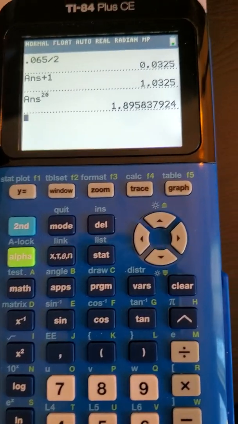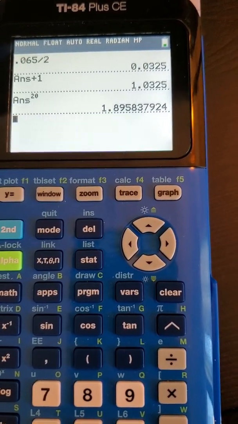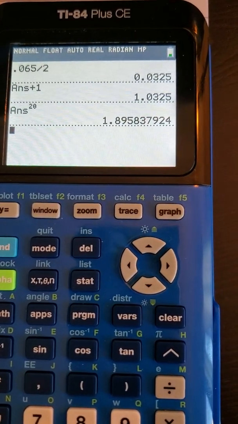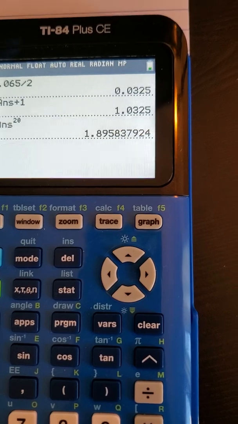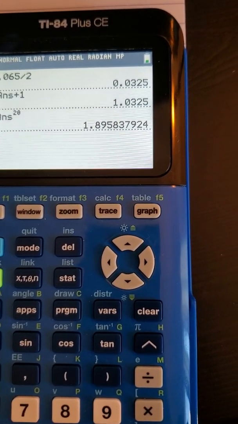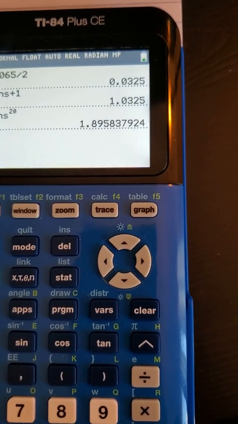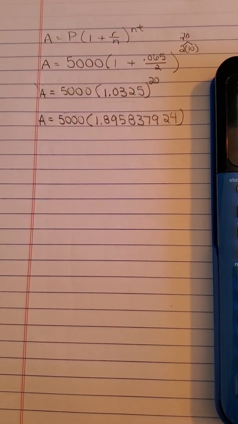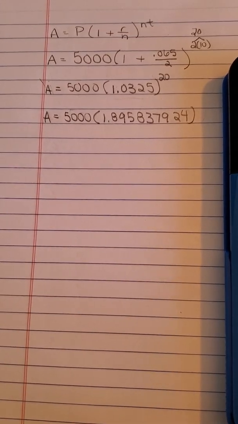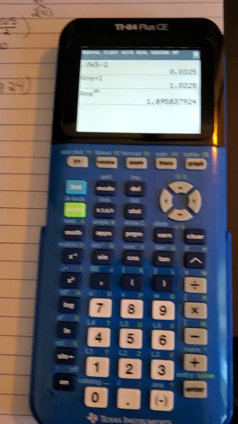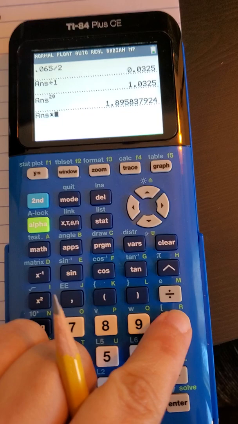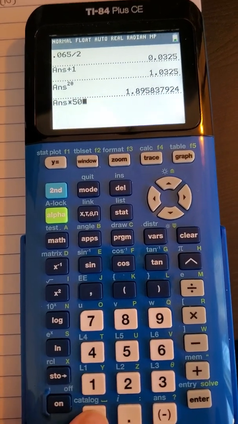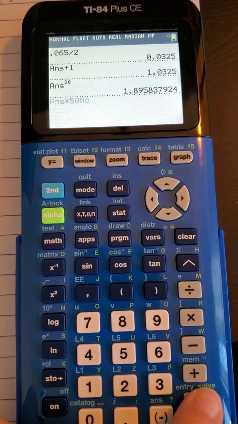So again, I'm going to rewrite my problem. I'm not going to round, because we only do that at the end. So I have 5,000 times 1.89583794. Okay, so it's written like this. And now what I'm going to do is multiply that times 5,000. And again, because I already have that number in there, if I just hit times, it'll put the answer from the previous problem there, my 5,000, and hit enter.